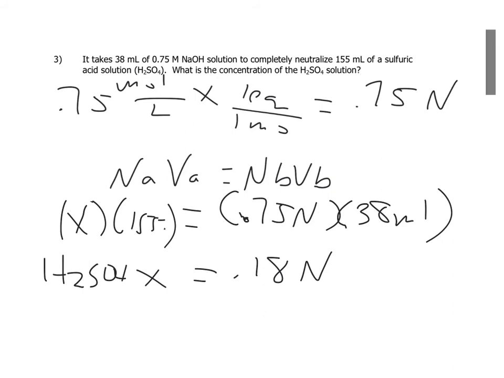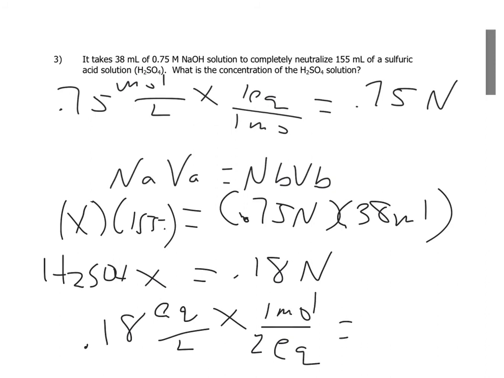Now I need to convert from normality to molarity. So I'll take my 0.18, that's equivalents over liters. That's what normality is. Now, H2SO4 has 2 hydrogens, so it has 2 equivalents for that 1 mole of H2SO4. And so we're going to take that 0.18 and divide it by 2, and so our molarity would be 0.09 molar for the H2SO4.